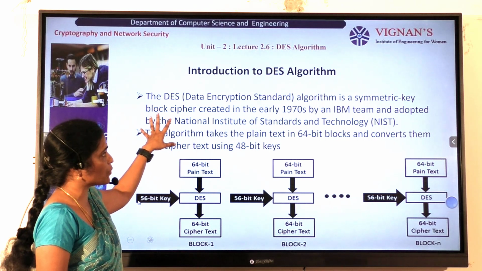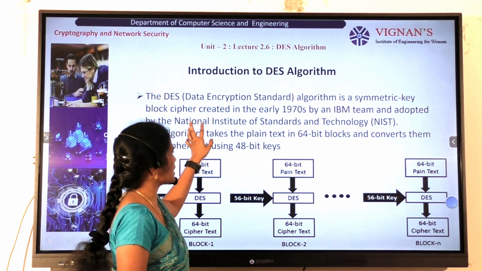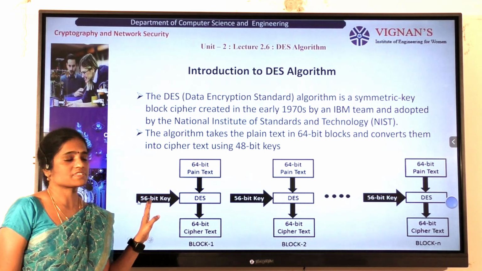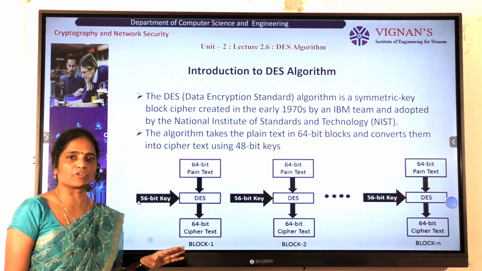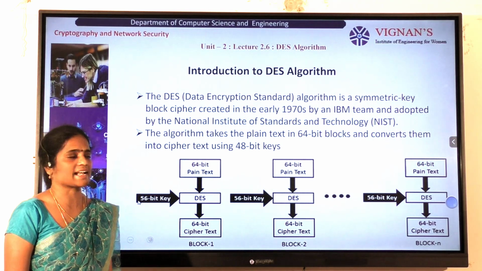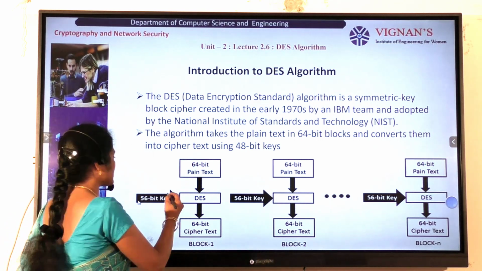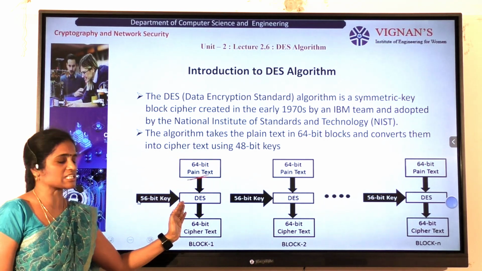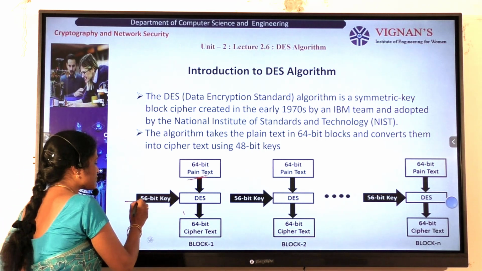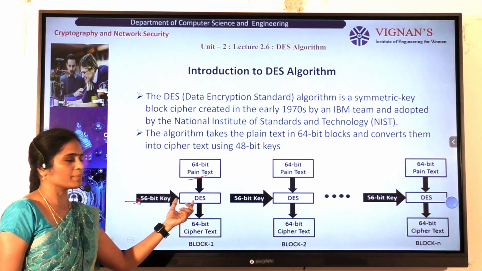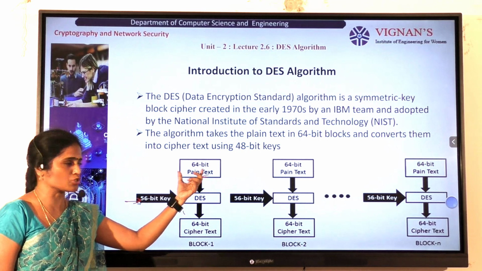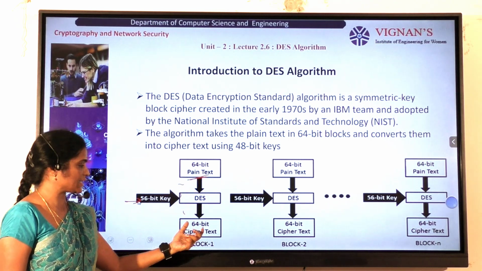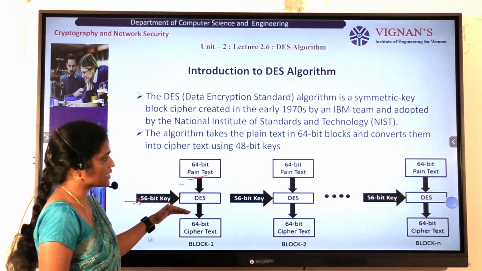It is also a block cipher algorithm, created by an IBM team and adopted by NIST. This algorithm takes a 64-bit block of plain text and converts it into a 64-bit block of cipher text. The input is the 64-bit plain text, and one more input given to the DES algorithm is a 56-bit key. Why do we take this 56-bit key? Because to encrypt the 64-bit plain text, we should use this key. By using this key we can encrypt the data into cipher text or decrypt it back into plain text.